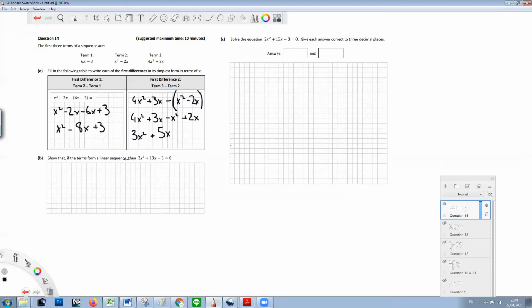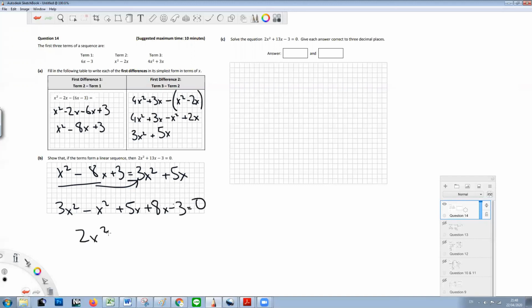All right, show that if the terms form a linear sequence, then 2x squared plus 13x minus 3 is equal to 0. So to form a linear sequence, we're going to let them equal to each other. So bring them all onto one side. We have a plus 2x here, so I'm going to bring everything from here to here. So it's going to be 3x squared minus x squared plus 5x plus 8x minus 3 is equal to 0. 2x squared plus 13x minus 3 is equal to 0. That is equal to that, so we're good.